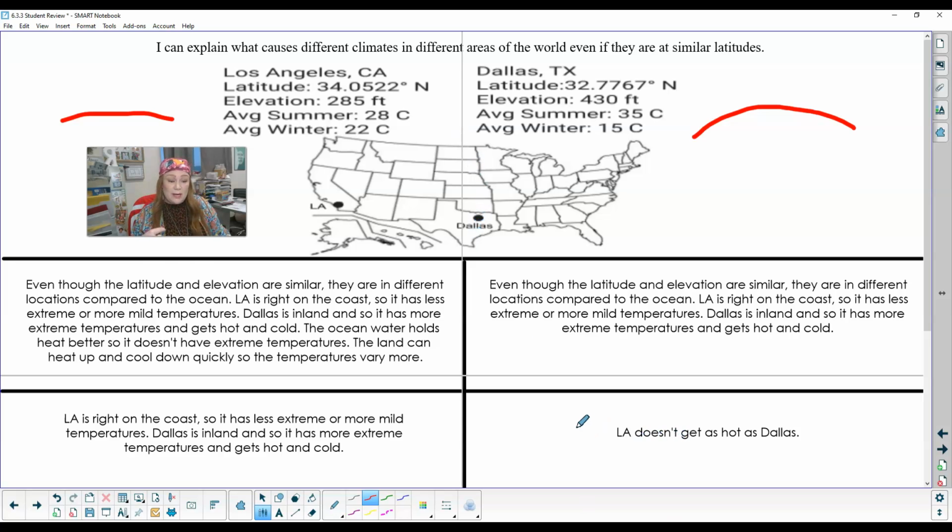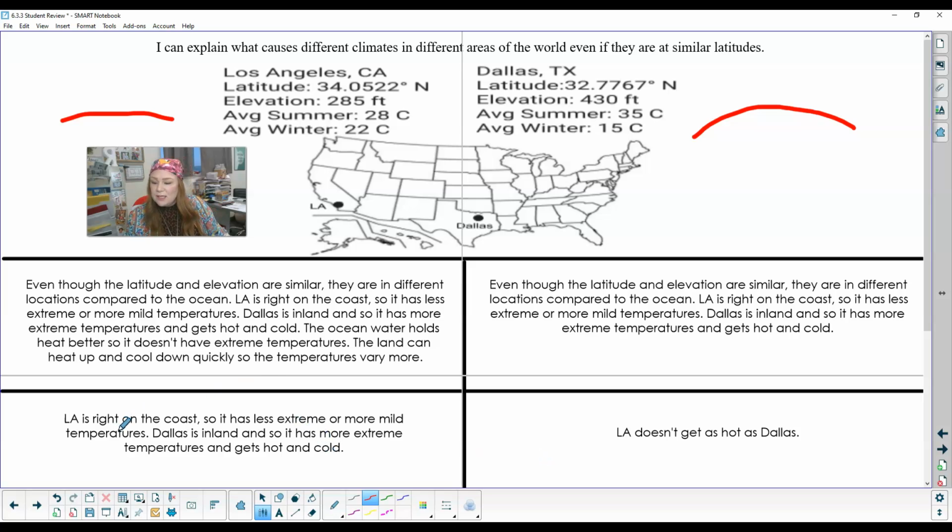So this one just says Los Angeles does not get as hot as Dallas. That is true. It does not. This only gets to 28. This is 35. That did not explain what caused that. So there was no explanation of it. It just stated a fact.